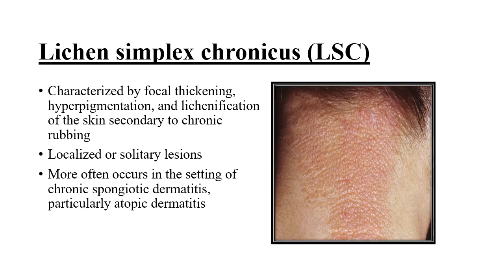Now the last type is lichen simplex chronicus. Lichen simplex chronicus is characterized by focal thickening, hyperpigmentation and lichenification. This occurs secondary to chronic rubbing. These are mainly localized or solitary lesions, occur more often in the setting of chronic spongiotic dermatitis, particularly atopic dermatitis.